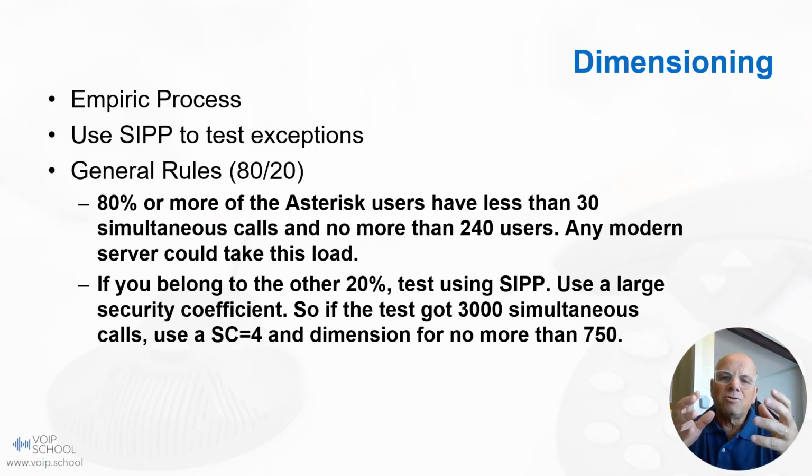However, for the remaining 20% of the cases, you may need more rigorous testing with SIPp on this system. Apply a large security coefficient. For example, if SIPp testing shows 3,000 concurrent calls, use a safety coefficient of 4, as an example, and dimension the system for no more than 750 concurrent calls. This over-provisioning accounts for potential spikes and ensures adequate capacity.